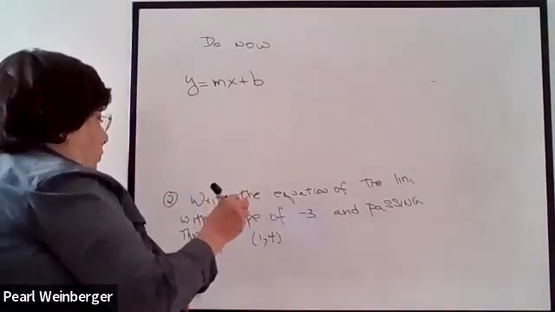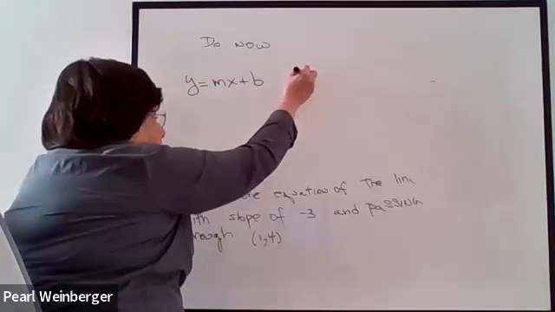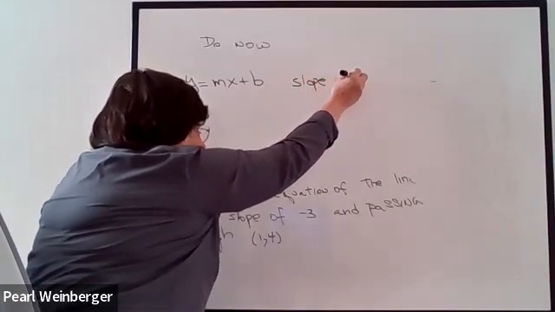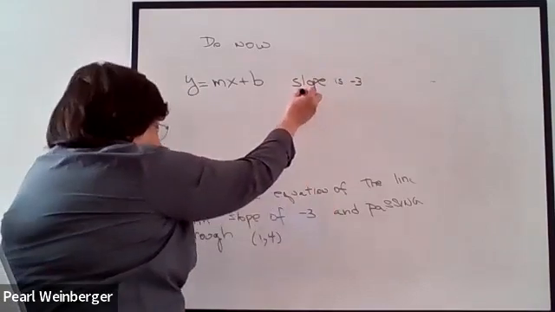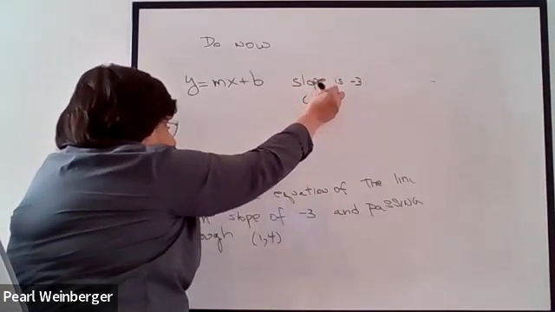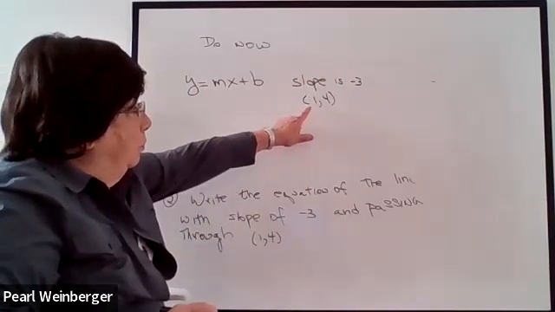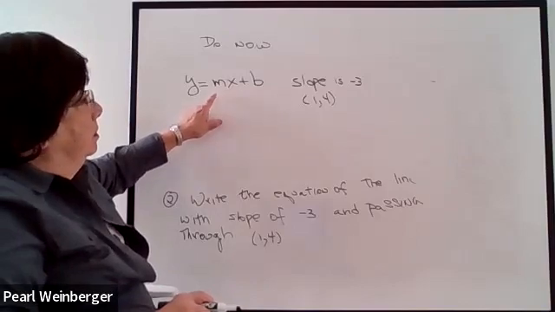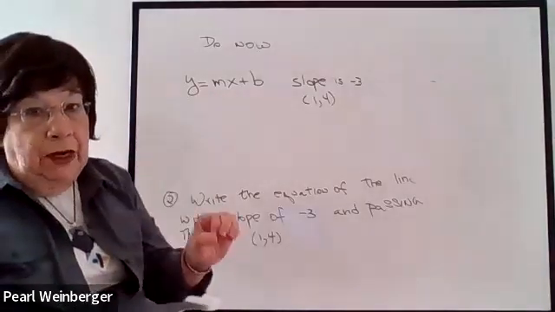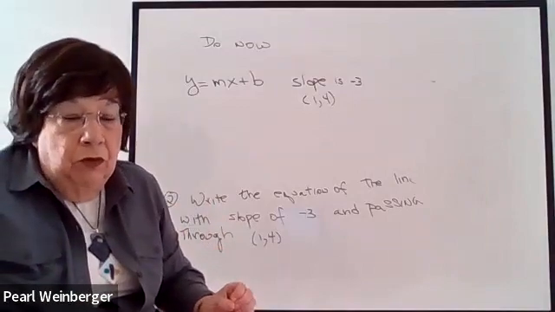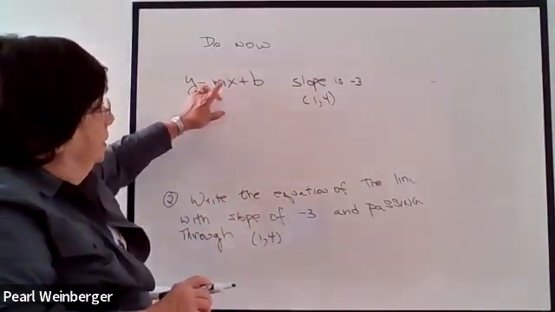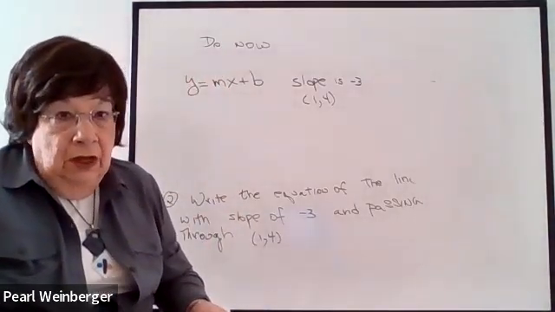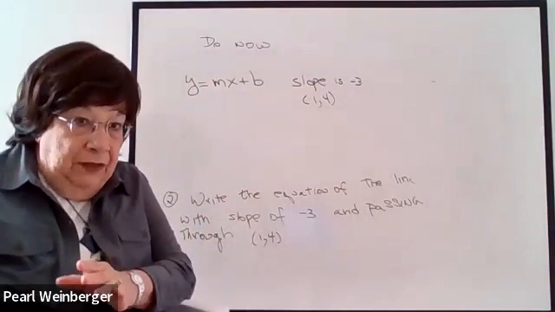Okay, remember what we were told? We were told that the slope is -3, and it goes through the point (1, 4), which means that when the x is 1, the y is 4. Whenever we want to write the equation of a line, we want to start out trying to fill in what the slope is. We worry about the y-intercept at the end.